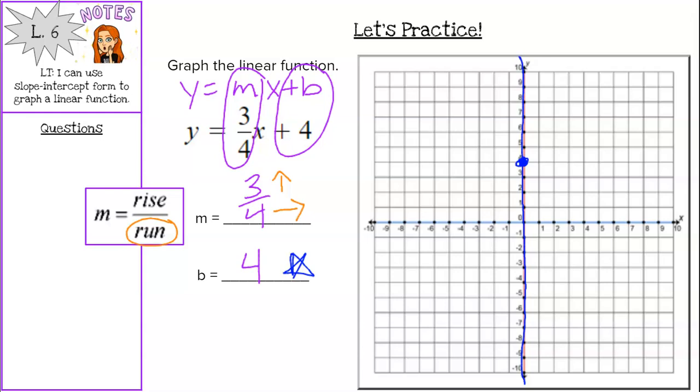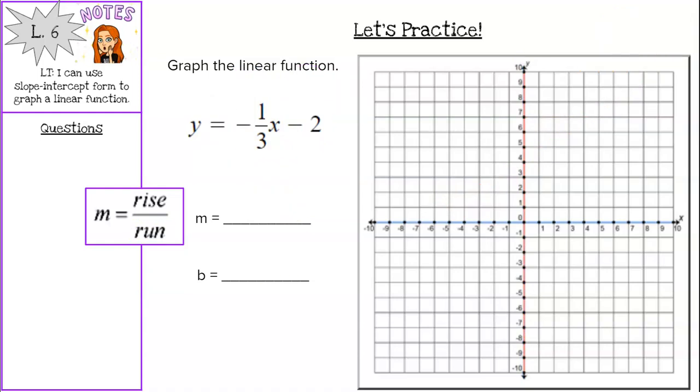So from this blue point at 4, we're going to go up 3. So we're going to go up 1, 2, 3, up to 7. And we're going to go over 4. 1, 2, 3, 4. And we're going to put a point there. So if we look, we could draw that up 3 over 4 line, and that would be that slope. We're going to do that one more time because we want 3 points on our graph. So we're going to go up 3 over 4, and there's that next point. Then we have to remember to connect all 3 points with a straight line because we are graphing lines. So that is our goal, to make that nice straight line.